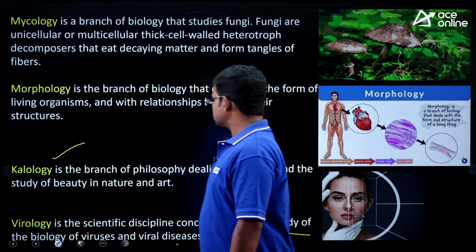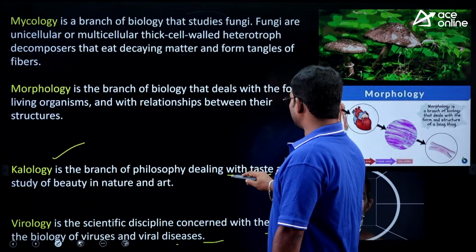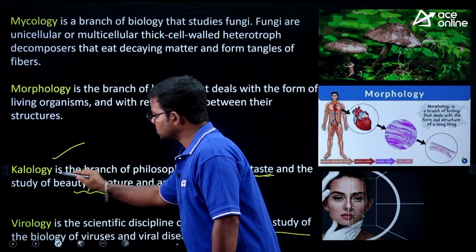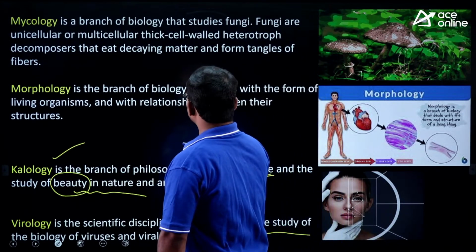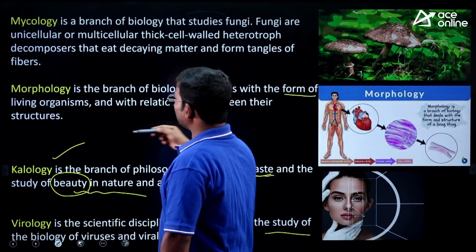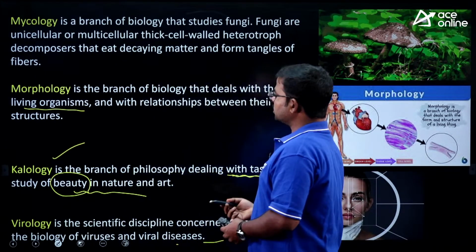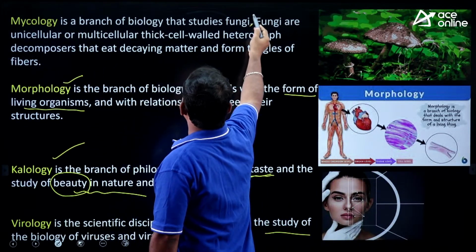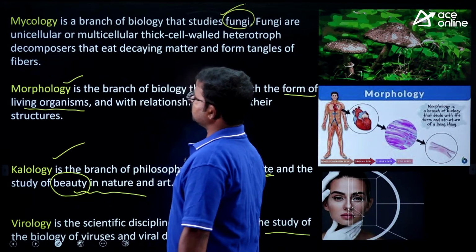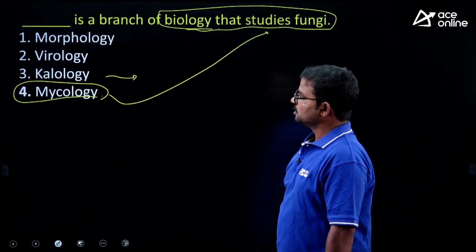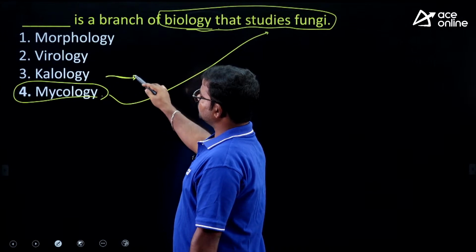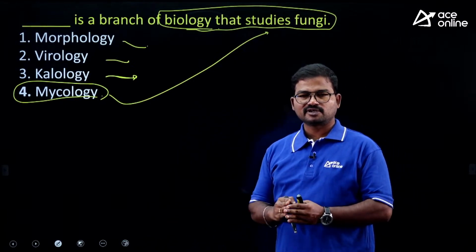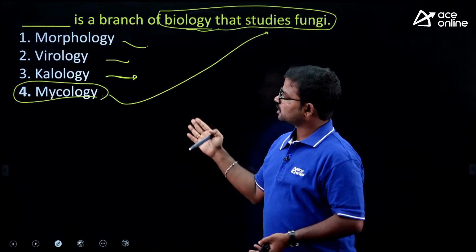Calology is the branch used to study the taste and beauty of nature and arts. You have to remember this terminology, beauty. Next, morphology. Morphology means how organs are formed, the formation of living organs. Studying those subjects comes under morphology. Next, mycology is used to study fungi. So simply remember: mycology is fungi, calology is beauty, virology is viruses, and morphology is how organs are formed.